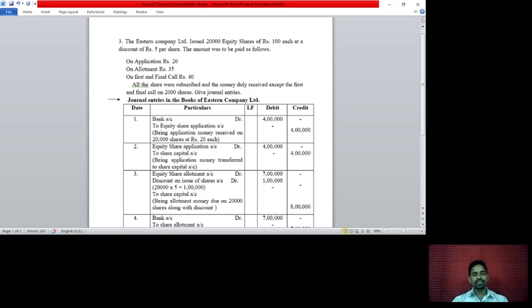Hi students, in the last class we saw the problems on the issue of discount. I hope all of you understand that concept also. Now we will see one more problem, a different problem on that. Just see problem number 3.